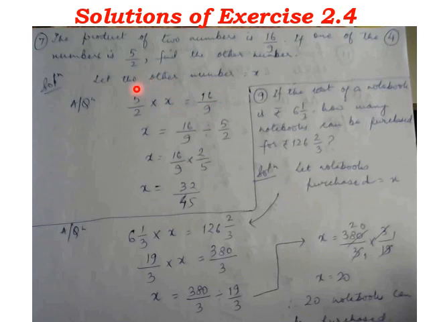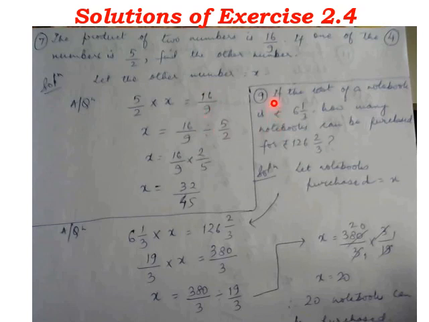Now since 5 by 2 is getting multiplied on the left hand side, when it goes to the right hand side, it will be divided using the transposing property. x is equal to 16 by 9 divided by 5 by 2. On simplifying, we will get the value of x as 32 by 45. Now here you can check whether your answer is correct or not. Substitute the value of x in this equation. You will get the answer as 16 by 9.